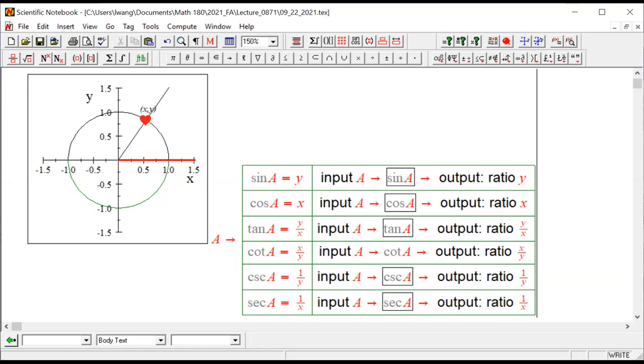Now, let's look at all the possibilities. So what does this tell us, after we've done the simplification? Now, input is the angle, output is the ratio. And the ratio is going to be y over 1. So this is y. What is y? Y is the output for sine. Okay, so let's look at this particular function, sine.